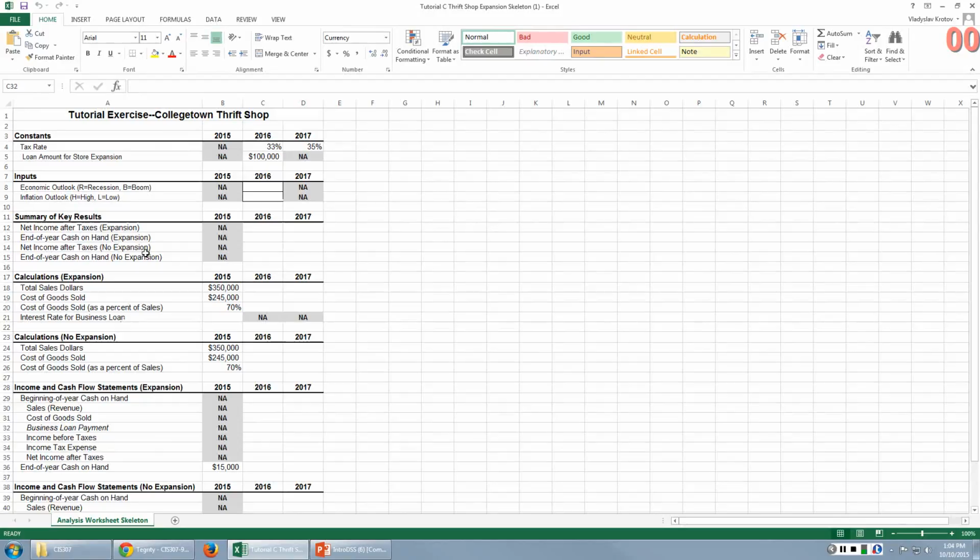So once again, you're trying to build a decision model or decision support system so that you can understand better various scenarios in relation to borrowing money to finance expansion of your thrift shop versus not borrowing.